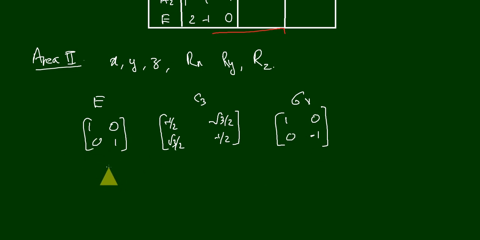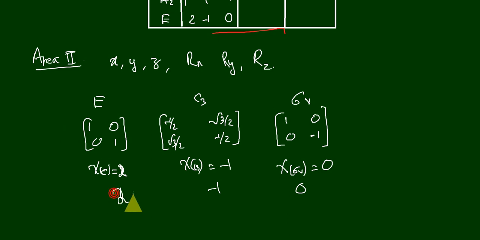The character set is chi E is equal to 1, and chi C3 is equal to half minus half, that is equal to minus 1. And what about sigma v? Chi sigma v is equal to 0. And these character sets are 1, minus 1, minus 1, 0. Sorry, 1 plus 1 is equal to 2. The character means 1 plus 1, that is equal to 2. So 2, minus 1, 0. This is what we are seeing in this character set, 2 minus 1 0.